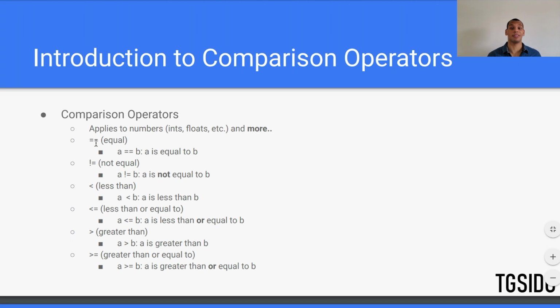Comparison operators. These apply to numbers, ints, floats, etc. and more. We'll talk about them more in future lectures. Let's get into them. So, equal equal, that's the equality check. Is A actually equal to B? Exclamation equal, that's not equal. Is A not equal to B? Then we have the less than. Is A less than B? And then less than equal to. Is A less than or equal to B? Then we have the greater than. Is A greater than B? And then greater than equal to. Is A greater than or equal to B?